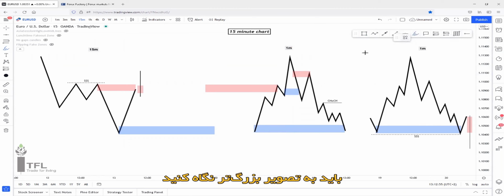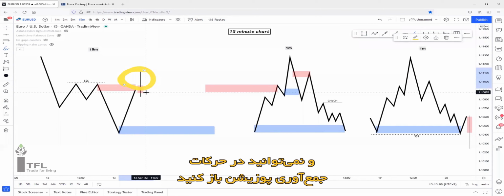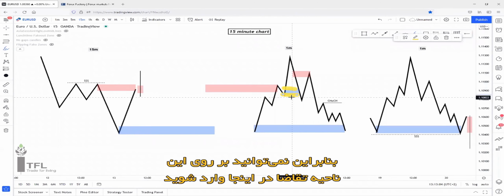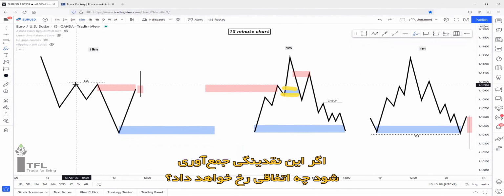You have to take a look at the bigger picture, because on the 15-minute chart, this will be a liquidity sweep, and you can't open a position on a liquidity sweeping movement. Okay, so you can't open a position on this demand zone right here because you'll be part of the liquidity. Because if a liquidity is being swept, what happens if this liquidity is being swept?